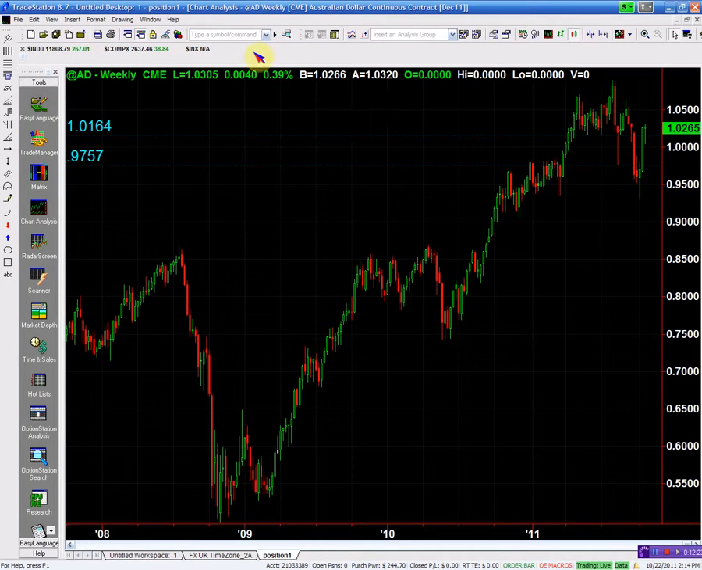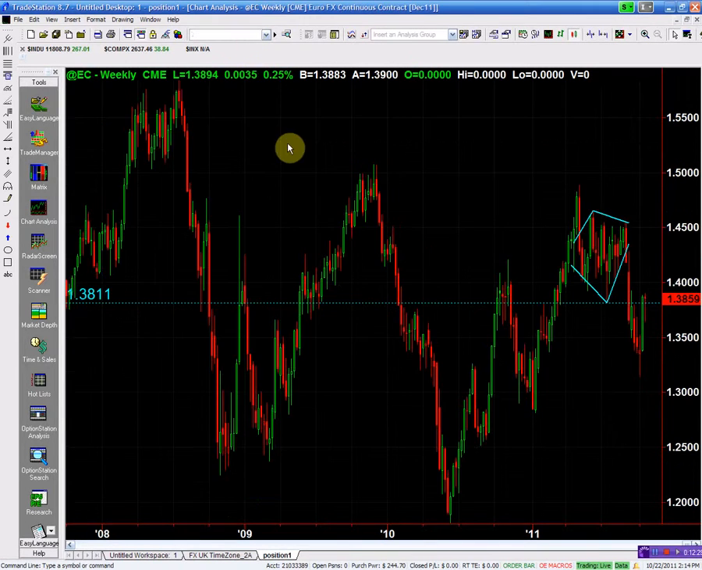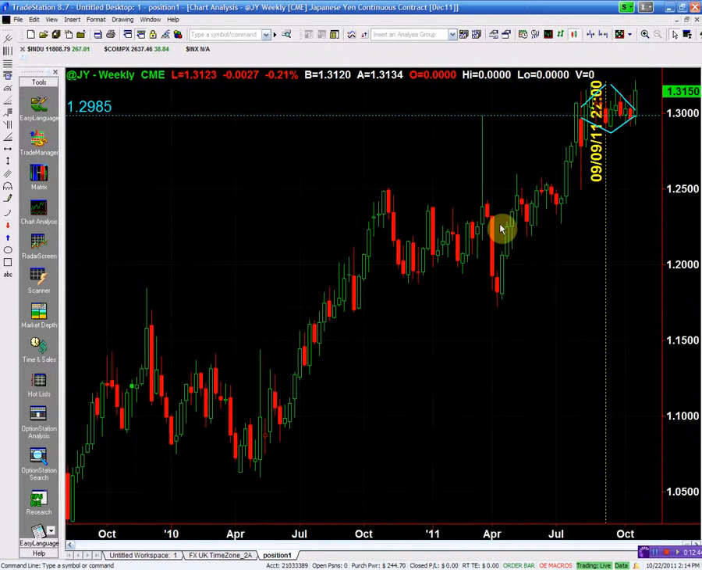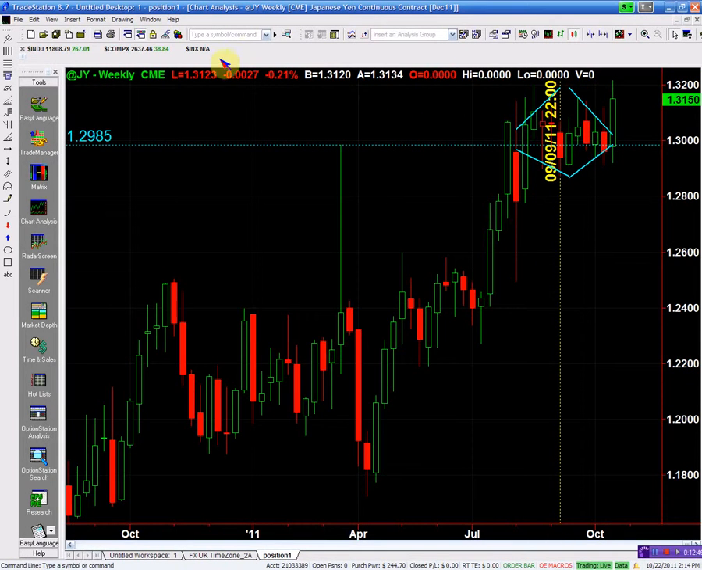The same thing with the euro, and you can see it right there, just closing above the 138.11. If you look at the Japanese yen, which also is very, very interesting, let me put a clean chart for you.